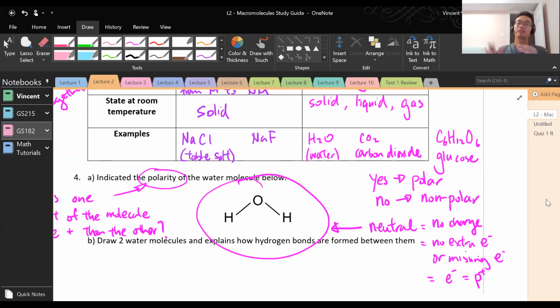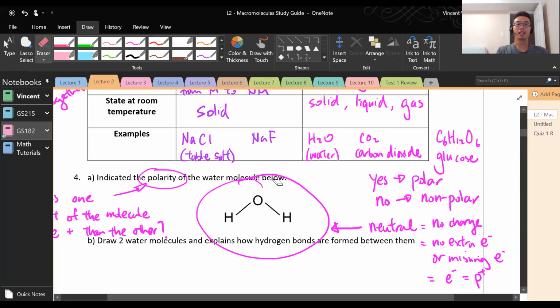But, and this is very important, this is the question that only 20% of the people got right on the quiz last semester. The molecule is neutral, but it can still be polar. Because in this case, this bond here is a covalent bond, and it's covalent because hydrogen and oxygen are both non-metals. So this bond is showing that electrons are being shared, but the sharing is not an even sharing.